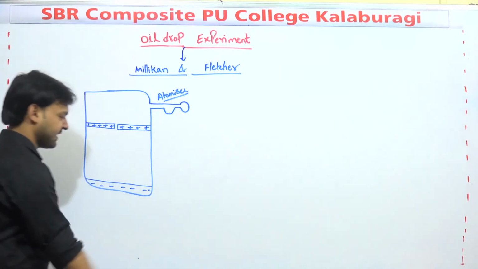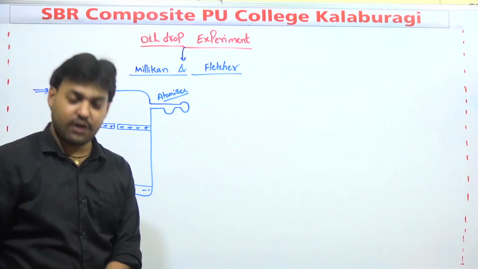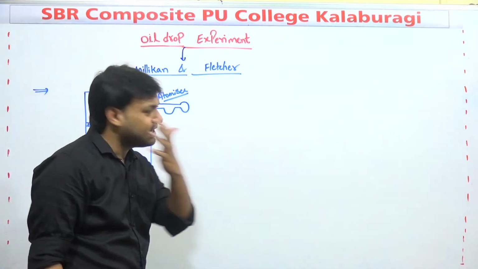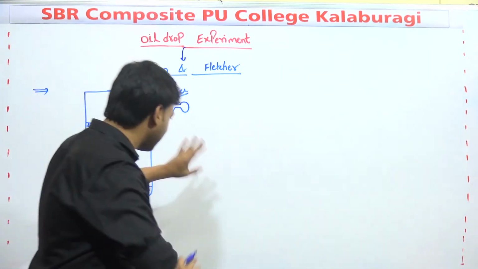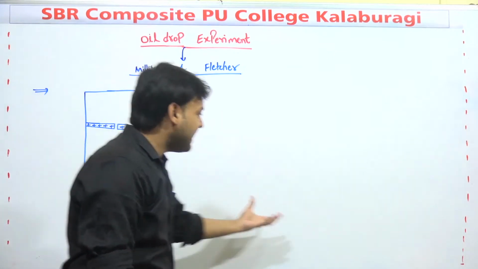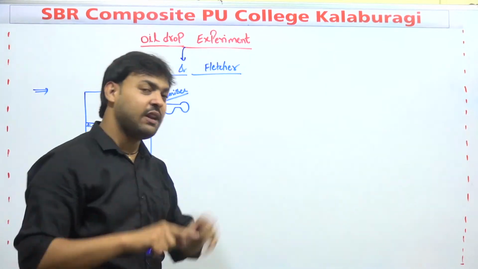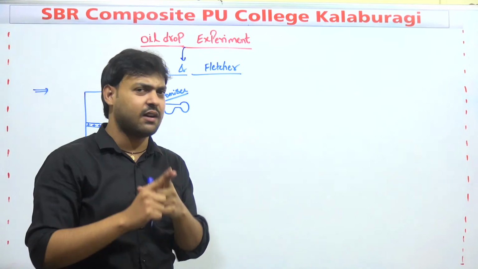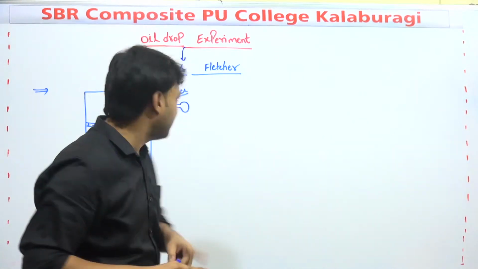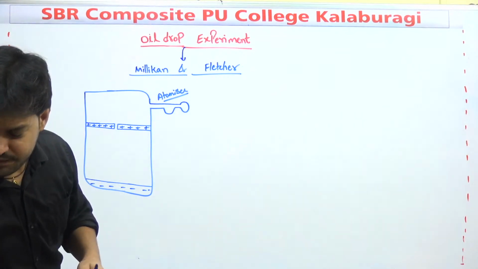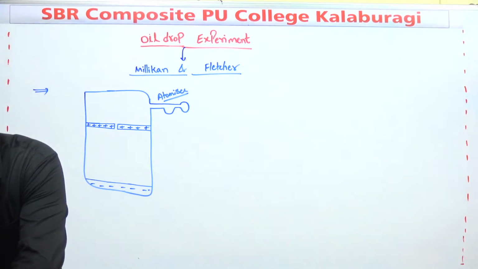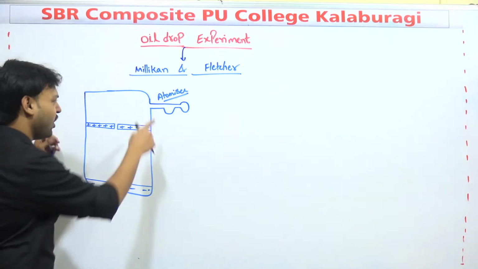What do we have to calculate now? We have to calculate the magnitude of the charge. How did they calculate it? Try to think about that and understand the experiment. The final result is very important, and how we get the final result is also important for competitive exams. If you press this, the oil drops will enter.